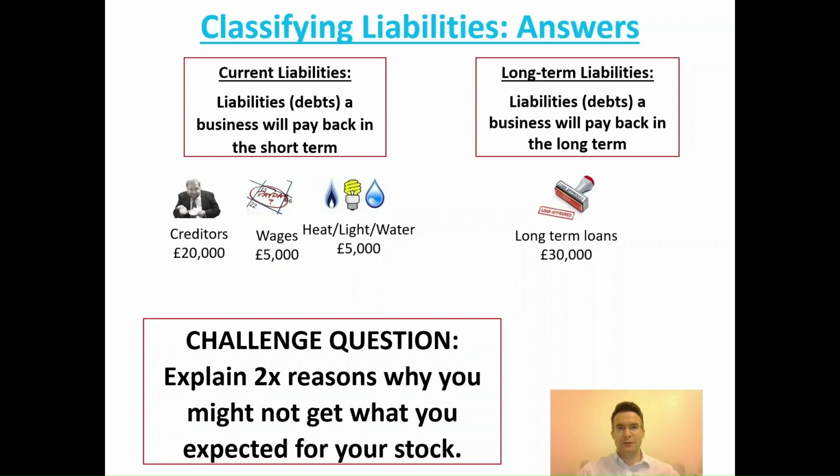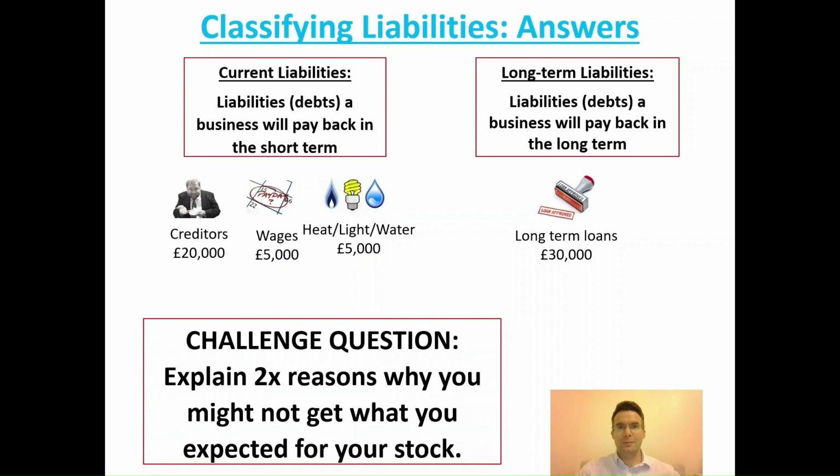Now, stock, of course, is by its very nature, in some cases, perishable. What that means is some stock, for example, will go out of date. A supermarket will be particularly susceptible to this issue. Food has a best before date, and therefore, if it's not sold, the value of that stock will plummet, so you might not necessarily get what you would expect in monetary terms for your stock.